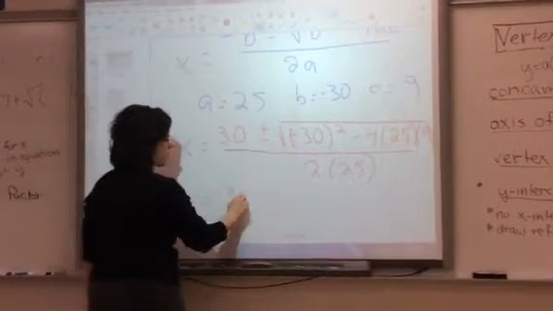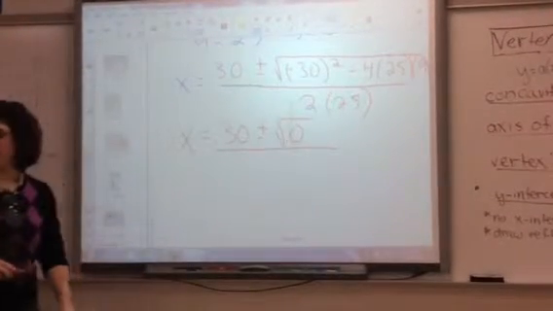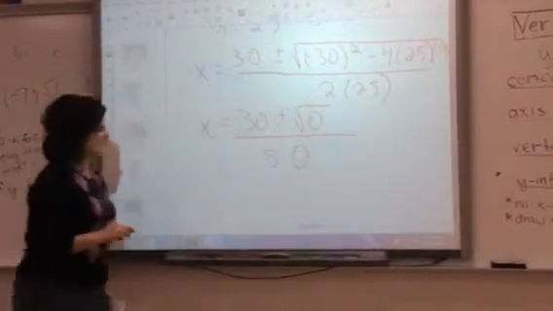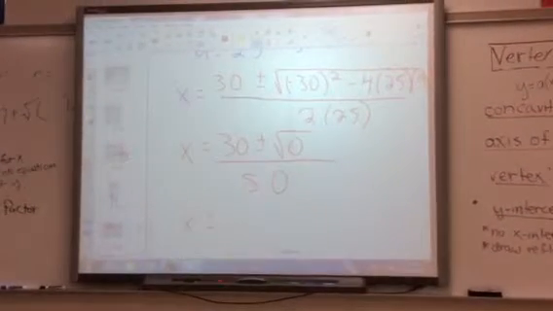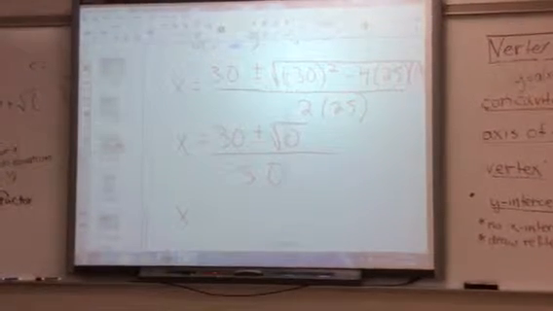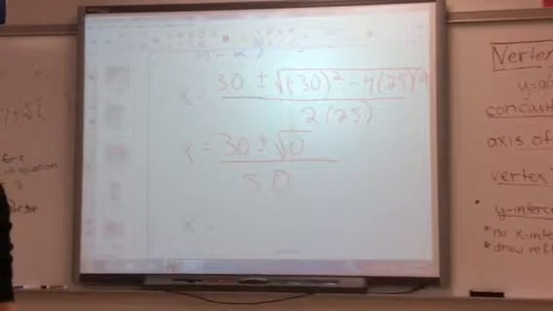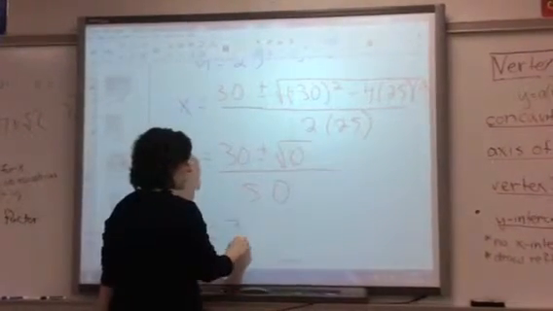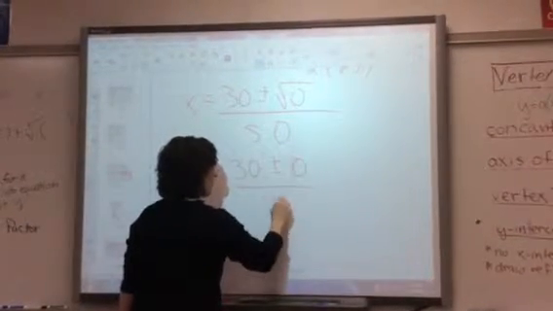Okay, so x equals 30 plus or minus the square root of 0, all over 2 times 25 is what, Tesla? Good job. 2 times 25 is 50. Okay, can you simplify the square root of 0? Maybe, I think you can. Type in your calculator, square root of 0. What times itself gives you 0? 0. Okay, so it's 30 plus or minus 0 all over 50.